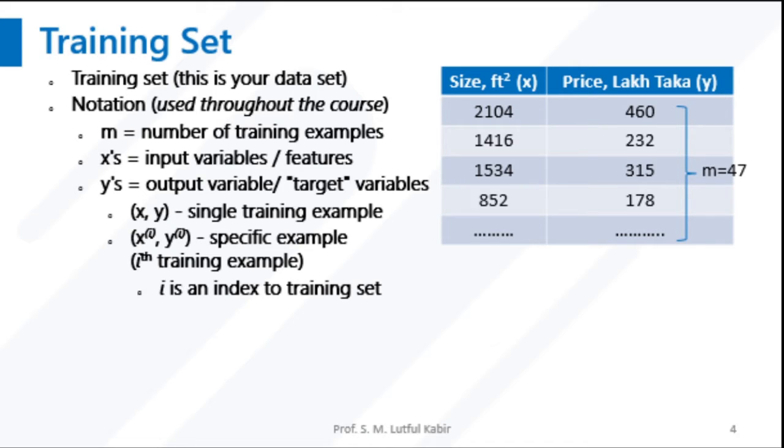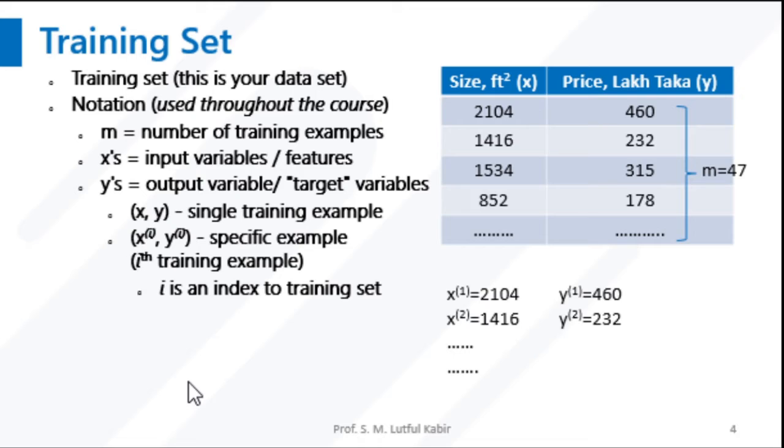To refer to a specific training example, the superscript i is used. That means x superscript (i) and y superscript (i) within brackets is a specific example, the ith training example. i is the index into the training set. So x^(i), y^(i), the superscript i in parentheses, is just an index into my training set, and it refers to the ith row in the table.